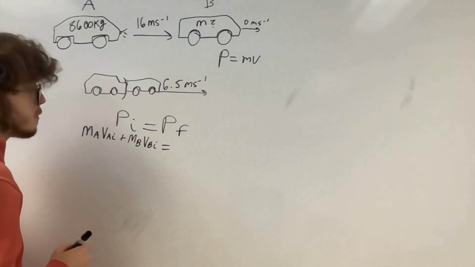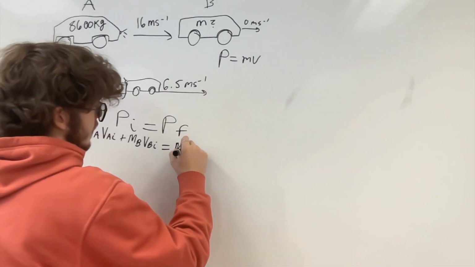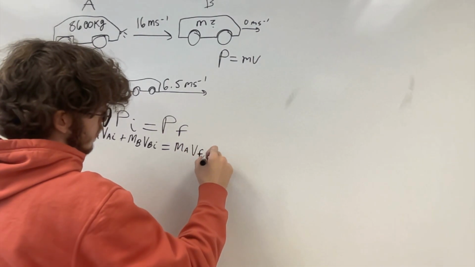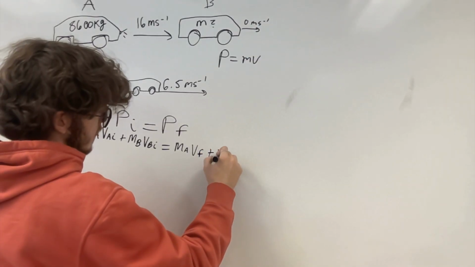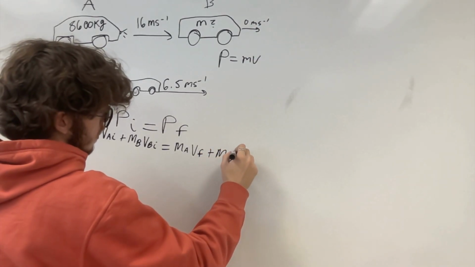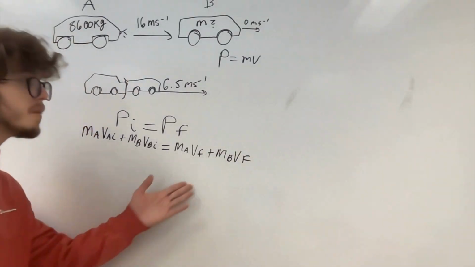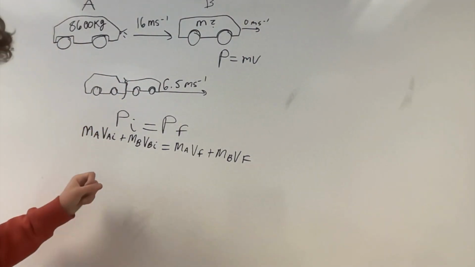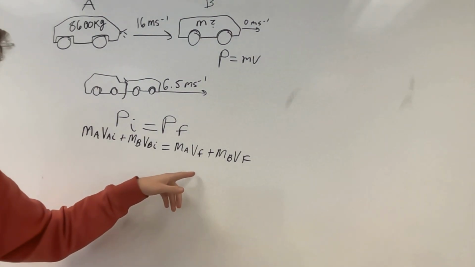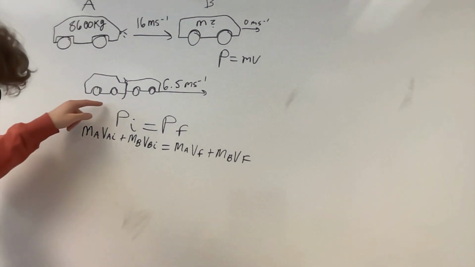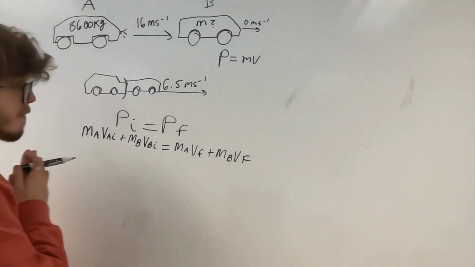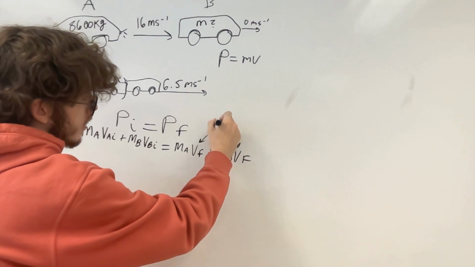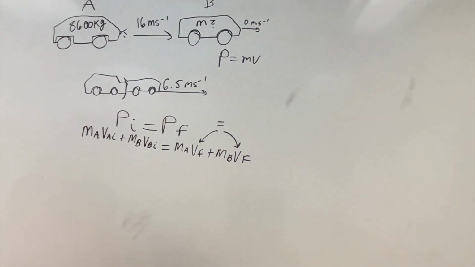is equal to the mass of A, velocity final, plus mass of B, velocity final. Now you could keep it like this, right? Notice how I didn't give the final velocity a subscript of which car we're talking about, right? When they stick together, they're moving at the same velocity. That means that these terms here are equal to each other, right?